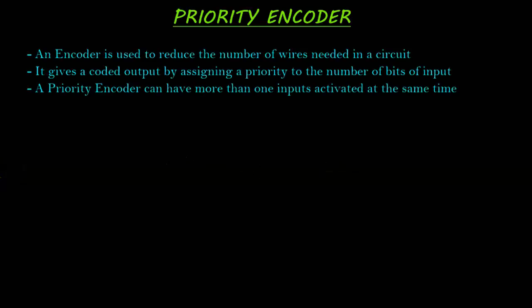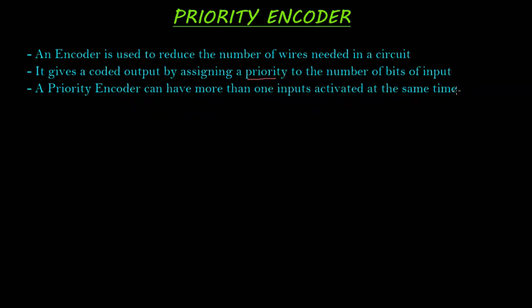So let's get started. Let us begin by focusing on what a priority encoder is and how it is different from the other encoders that we have studied in our previous videos. An encoder is used to reduce the number of wires needed in a circuit. And how does it do that? It does it by giving coded output by assigning a priority to the number of bits of input. I'll explain this. A priority encoder can have more than one input activated at the same time.